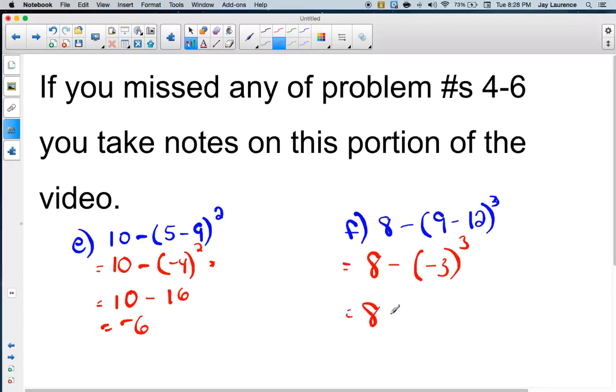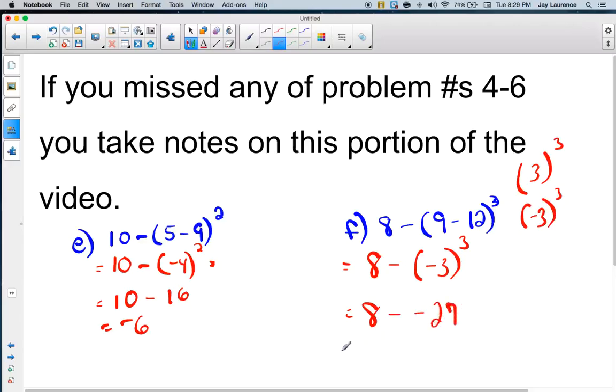So I'm still going to have the 8 minus, and I have negative 3 to the 3rd. Well, 3 times 3 is 9, and 9 times 3 is 27. Okay, so 3 to the 3rd is 27. 3 raised to the 3rd power is 27. But what's negative 3 to the 3rd power? Well, negative 3 times negative 3 is positive 9. Times negative 3 is negative 27. So I have 8 minus negative 27.